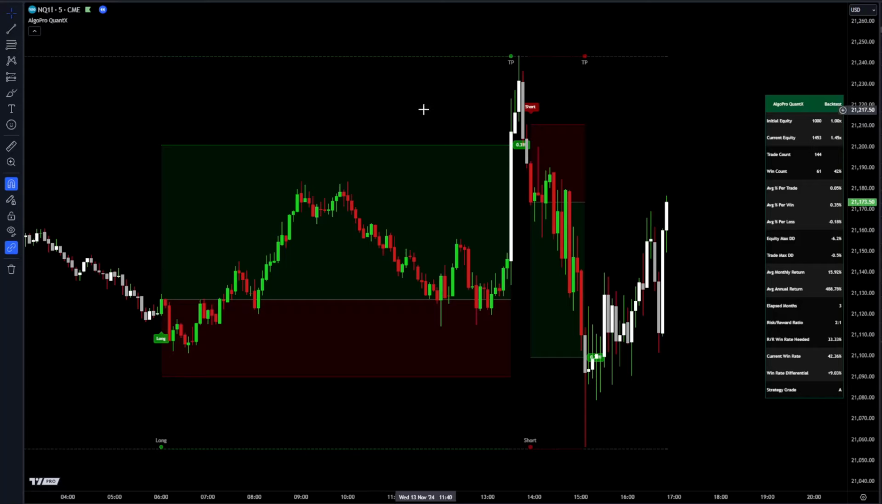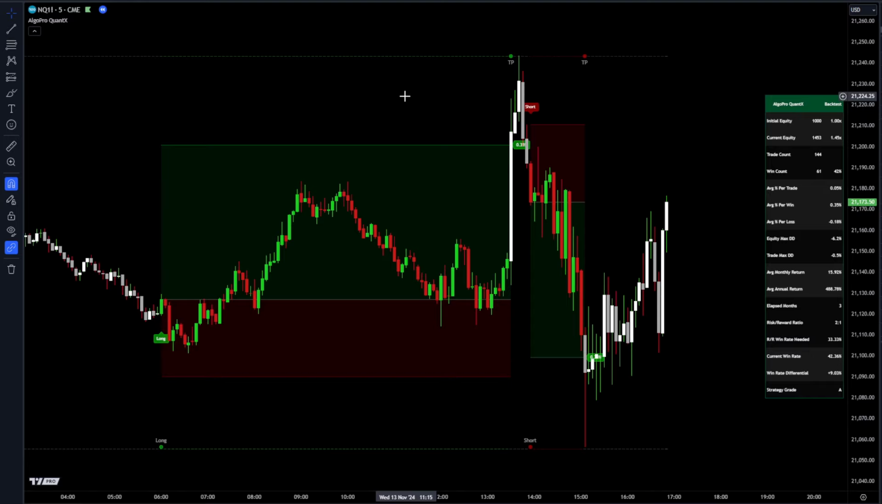Hey guys, so today we'll be going over QuantX, which is our new tool designed specifically for the futures market on lower time frames. The default settings for this tool are designed for NASDAQ on the 5-minute. Now the main purpose of this tool was to really be able to handle super volatile price action. We know that most trend following tools just don't work in the futures market, as price is super volatile and it never really trends in one direction.